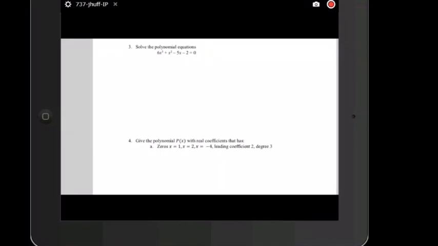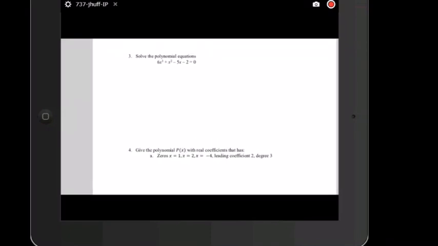Now, number 3 is, we may not have seen one like this on one of our chapter exams, but it follows the same idea of what we just did. Pretty much it's the same thing we just did, we're just not going to graph. When it says solve the polynomial equation, what we need to do is put it in factored form.